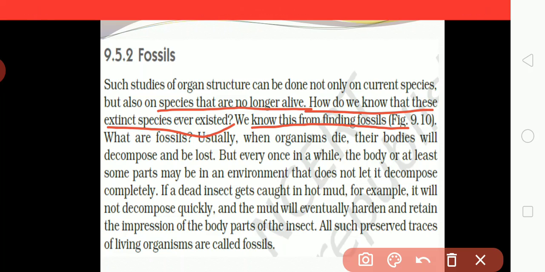With the help of fossils, we can know whether something really existed or is just imaginary. So, what are fossils?